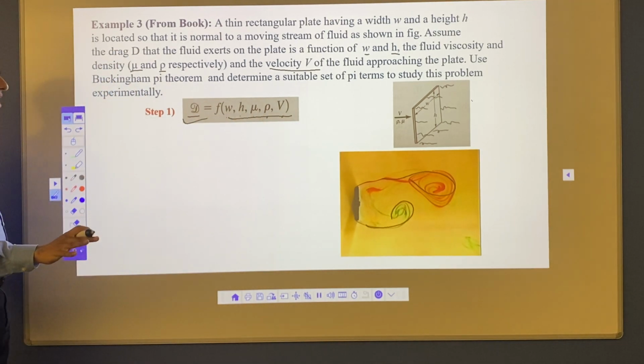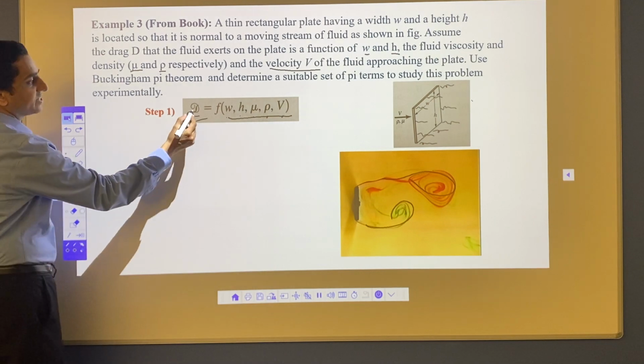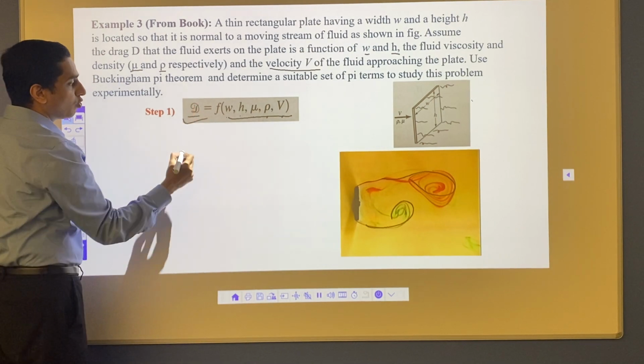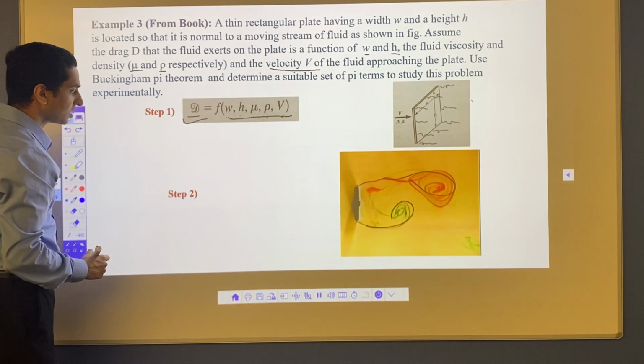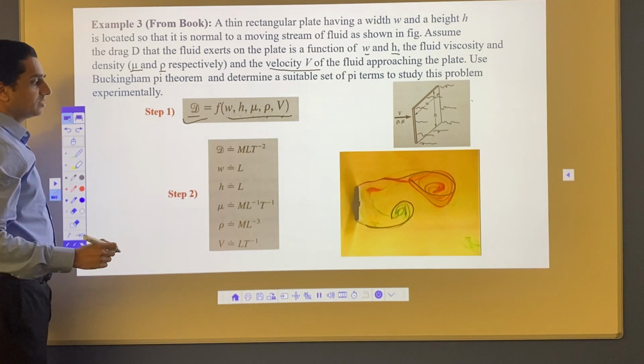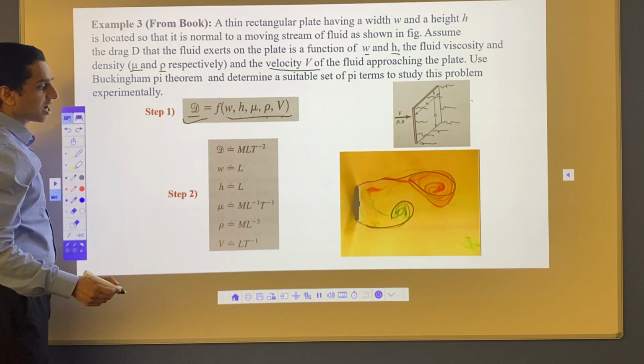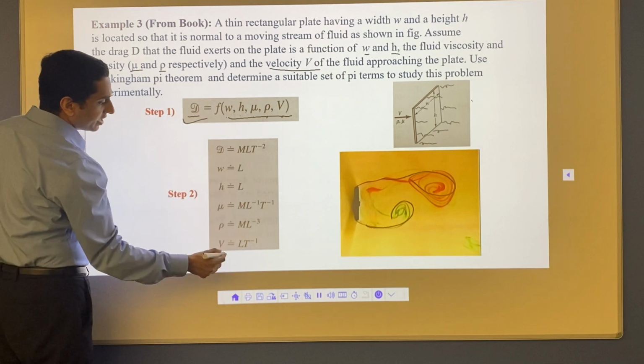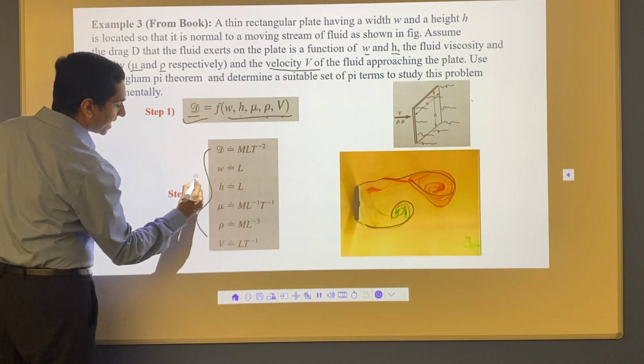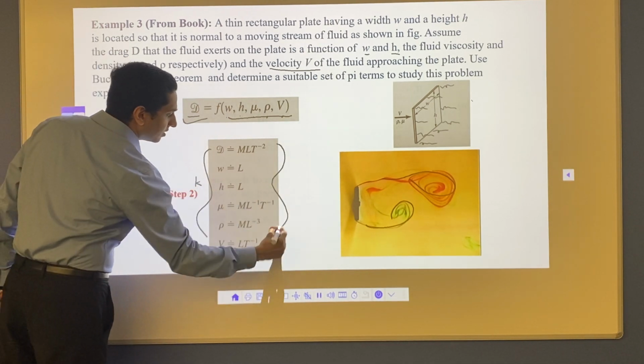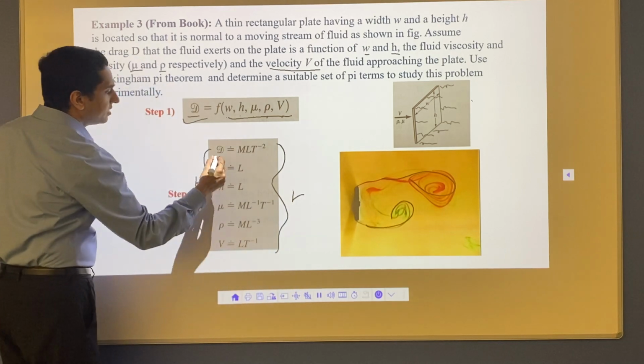So 6 variables I have, and I'm going to list them. This D is the drag force. It has a dimension of force, which is Newton. Step 2: write down your K terms and your R terms, and then write down their dimensions. So these are my K terms, this one my R terms, and then their dimensions.